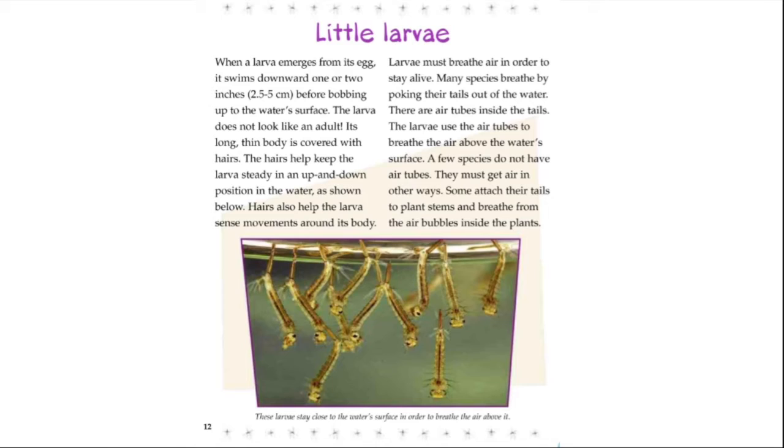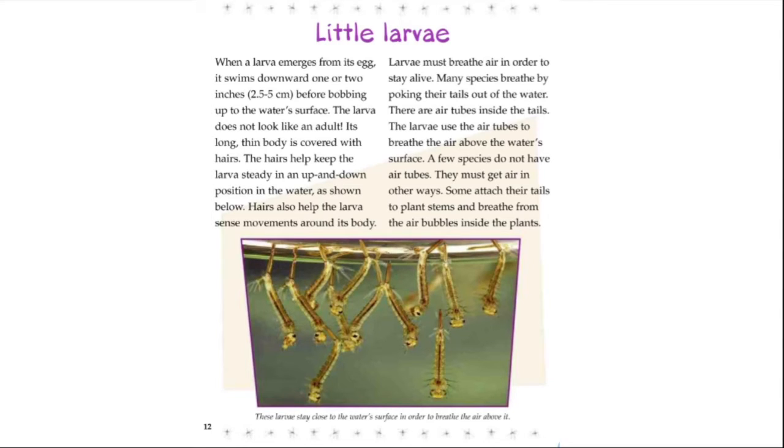Little larvae. When a larva emerges from its egg, it swims downward 1 or 2 inches, or 2.5 to 5 centimeters, before bobbing up to the water's surface. The larva does not look like an adult. Its long, thin body is covered with hairs. The hairs help keep the larva steady in an up and down position in the water, as shown below. Hairs also help the larva sense movements around its body.